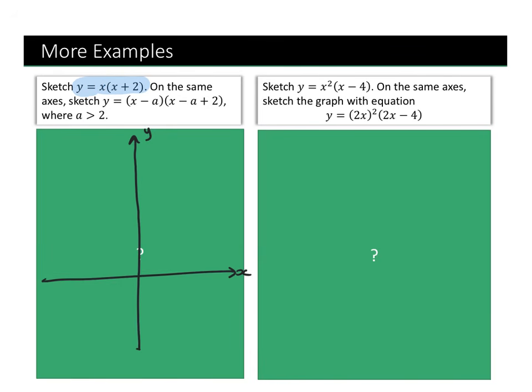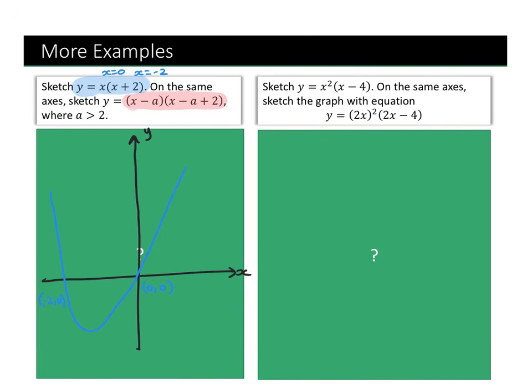We know that I have a root at x equals 0 and x equals -2, and I have no y-intercept. So my graph essentially is going to look like this. And we have 0, 0, and we're going to have -2, 0. We should all be very confident sketching that graph. Now the next part of the graph is the part that we need to think about.